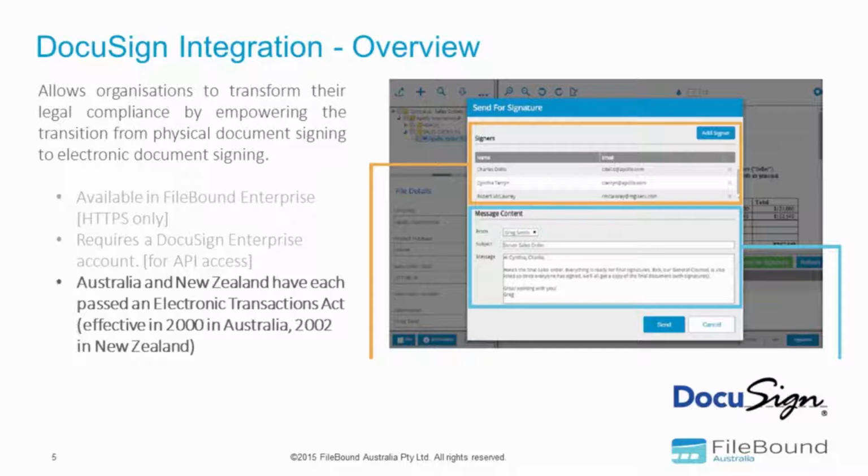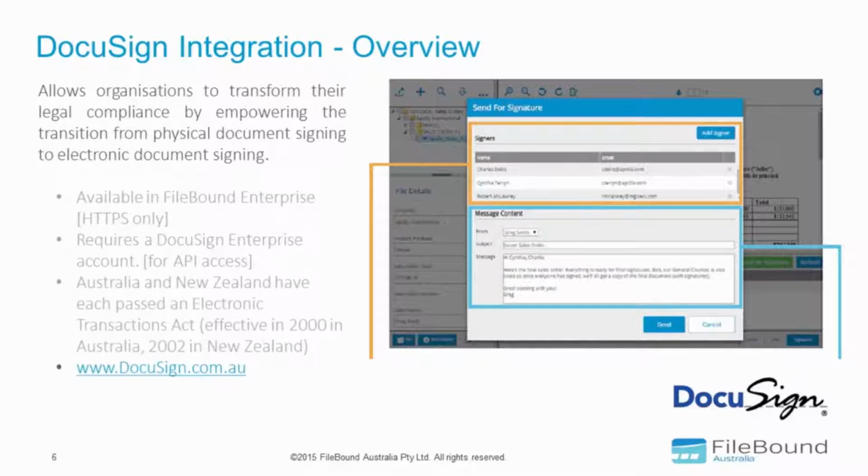Now, timing is right for this technology as Australia and New Zealand have both passed Electronic Transactions Acts, which allow for transactions to be crystallised using electronic means. More information about Docusign can be found at docusign.com.au.